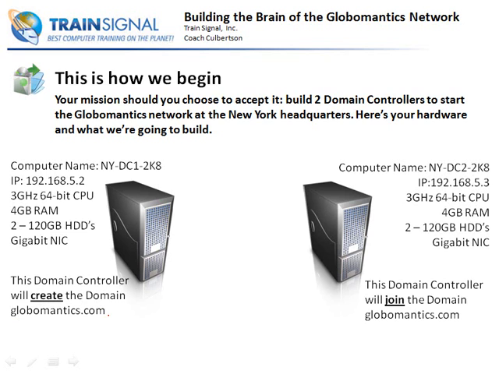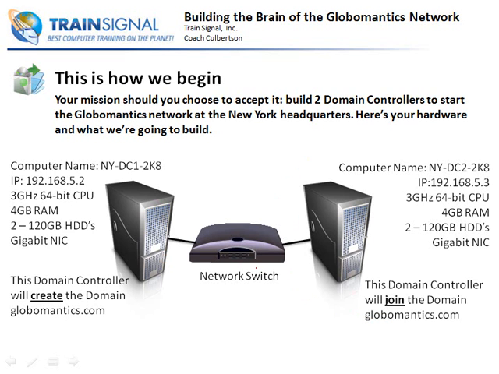Now, we're also going to have a second domain controller. We're going to name it similarly: NYDC2-2K8. The IP address is going to be almost identical, with the exception that it's going to be .3 instead of .2. Similar hardware, nothing really extra special here. What we're really doing is building a replica of the first domain controller. This domain controller is going to be joining the domain. So we're going to be creating the domain here, and we're going to be taking this guy and joining him to the globalmantics.com domain.